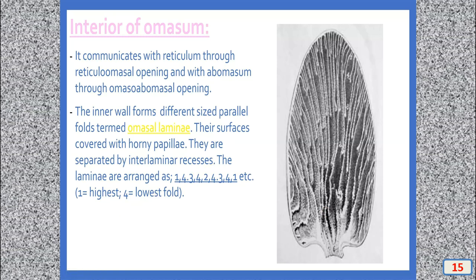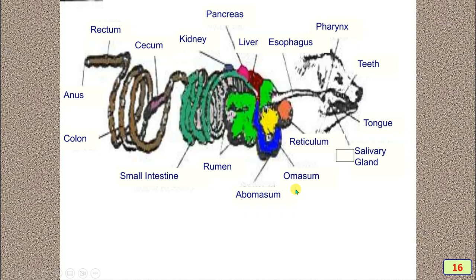So the laminae are arranged like 1, 4, 3, 4 in width, and so on. 1 is the highest, 4 is the lowest. 1, 4, like that, as per the anatomical situation.